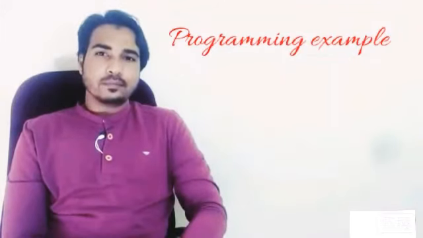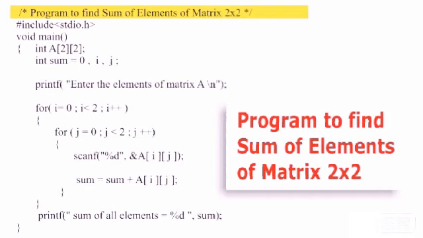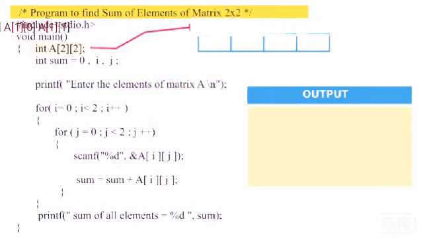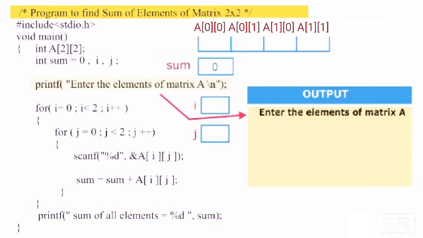Consider a programming example. This is an example of a two-dimensional array. This C program is used to find the sum of elements of a matrix of size 2 by 2. Here we have declared a two-dimensional array or matrix of size 2 by 2. We require 3 more variables such as sum and the 2 loop counters i and j. We are passing a message to the user on the screen to enter elements of matrix A.